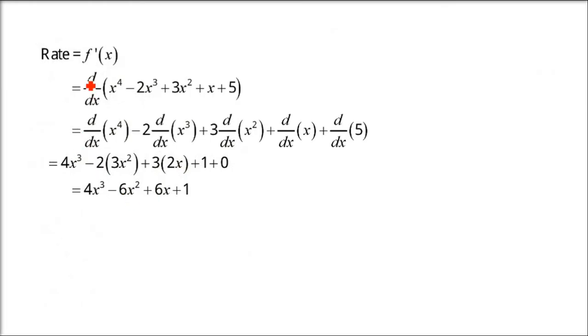The next one is 23rd. Find the rate at which the function f(x) equals x raised 4 minus 2x cube plus 3x squared plus x plus 5 changes with respect to x. So the rate of change is what? Differentiation only. We have to find out differentiation only. F dash x. x4 is 4x cube. X cube is 3x square. X square is 2x. X is 1 and constant is 0. So you have 4x cube minus 6x square plus 6x plus 1. This is question number 23.